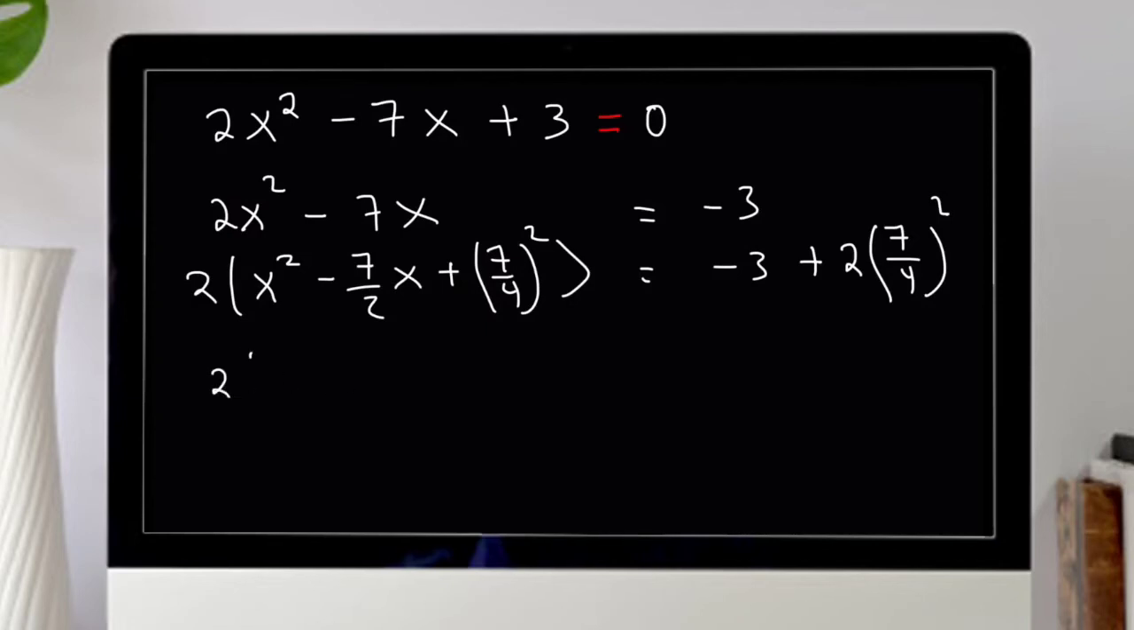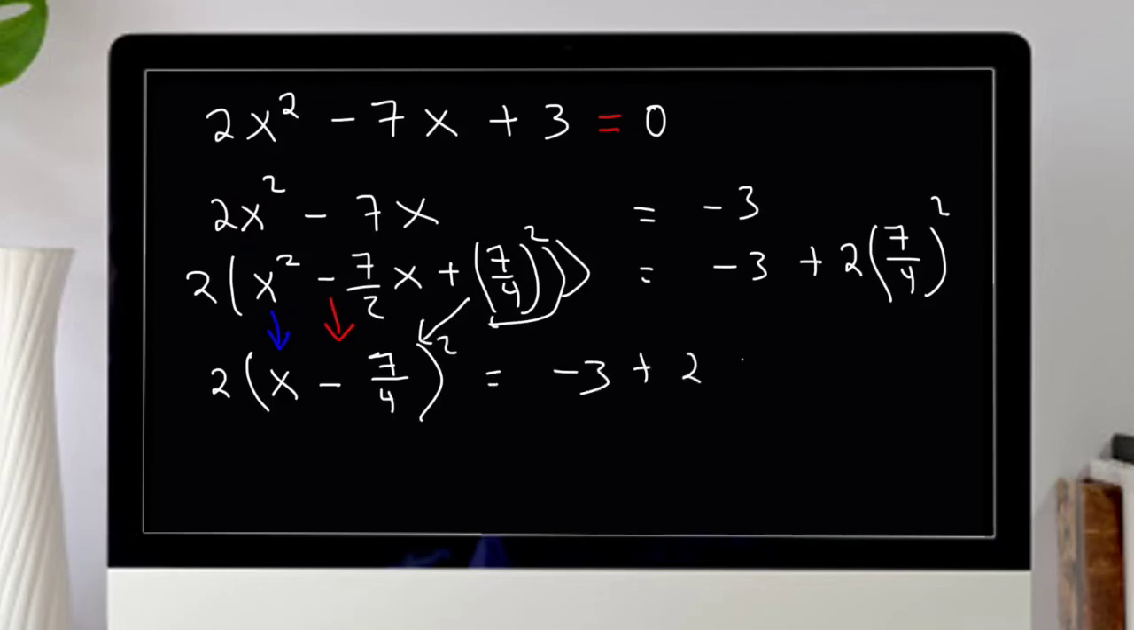So now let's factor the trinomial. So we have an x variable. There's a negative sign in front of the middle coefficient. And then the number that we see before we square it, we're going to put it here, 7 over 4. And then the square goes on top. 7 squared is 49. 4 squared is 16. So that's what we now have.